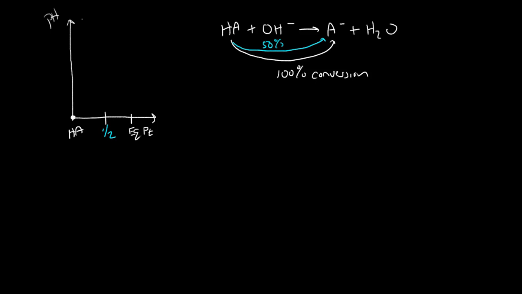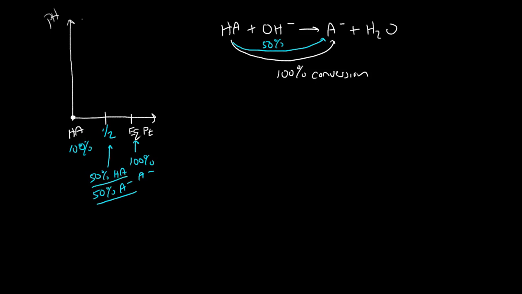So at the beginning of the titration, we have 100% HA. At the equivalence point, we've converted all of that acid, and we now have 100% of the basic form. And in the middle, we have 50% of the acid form and 50% of the basic form. So 50% of our buffer is comprised of the base and 50% is comprised of the acid.